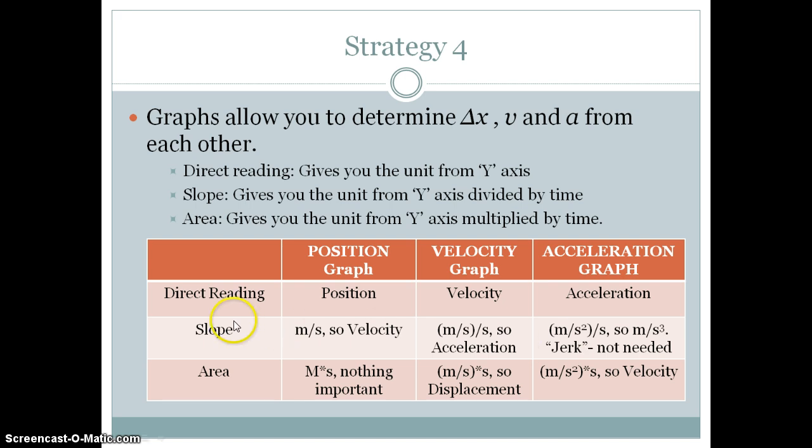And finally, area. Area is the type of graph times time. Position, area is meters seconds, which is nothing in physics, which is kind of weird. I had to look it up because I thought it may be something kind of unique. Not really. The area for velocity is meters over seconds times seconds, so you just get meters. The area for velocity is displacement. And for acceleration, the area represents the velocity.